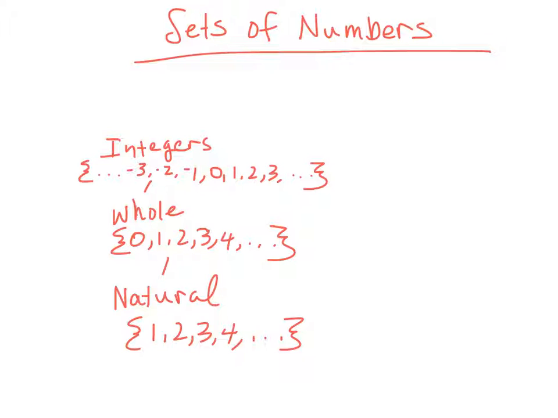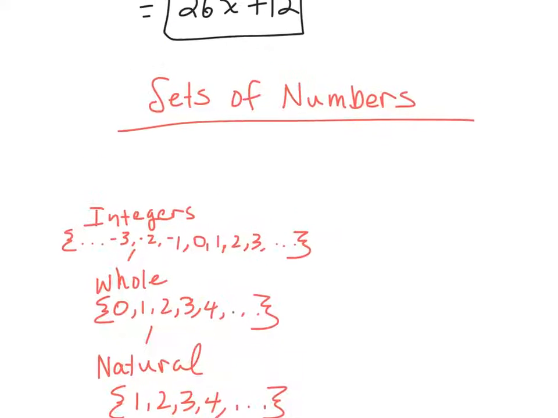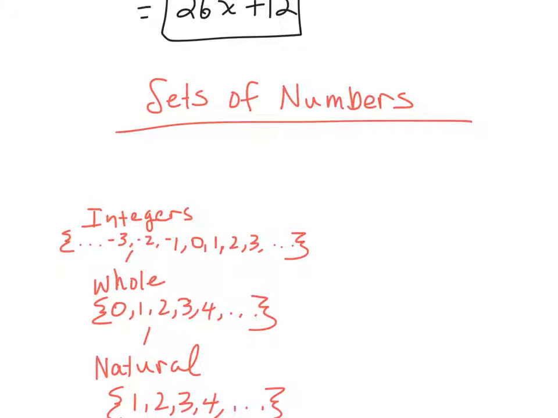So if you got a fraction or a decimal number, it's not going to be natural, whole, or integer. It's none of those. Okay? Now, we get those when we get to the level where we have rational numbers and irrational numbers.